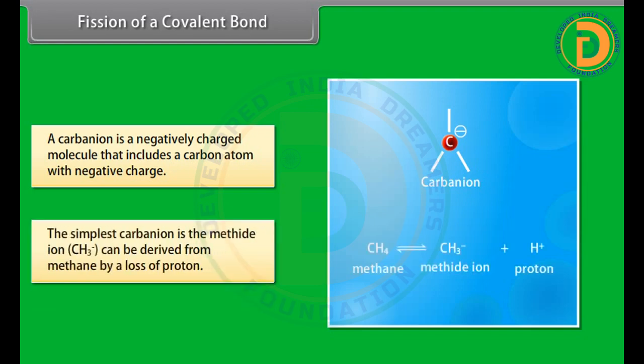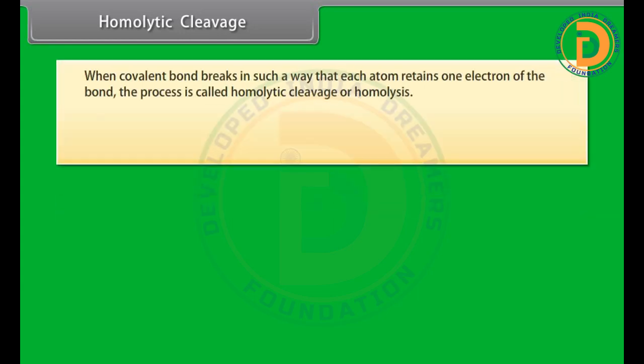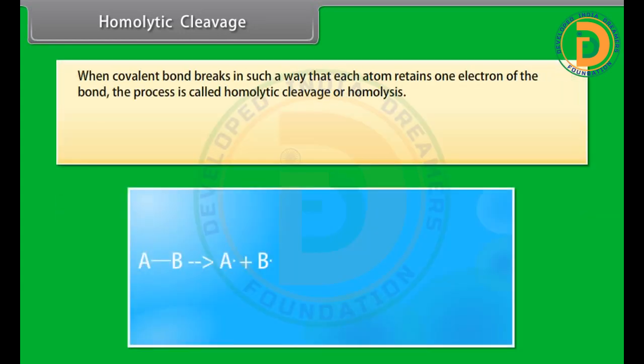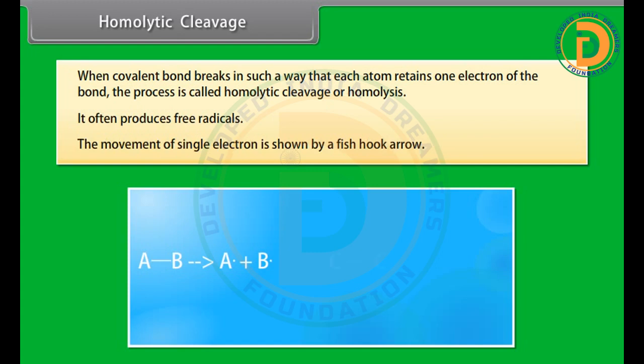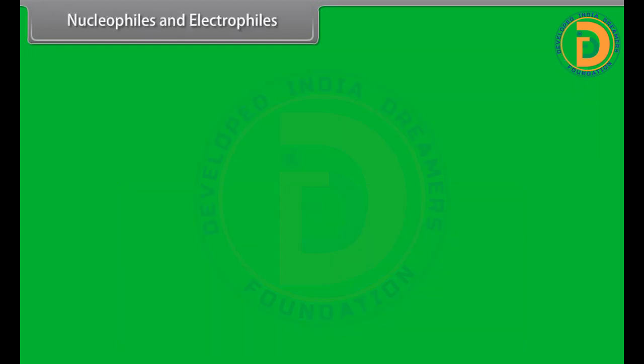The simplest carbanion is the methide ion, which can be derived from methane by a loss of proton. Homolytic cleavage. When a covalent bond breaks in such a way that each atom retains one electron of the bond, the process is called homolytic cleavage or homolysis. It often produces free radicals. The movement of single electron is shown by a fish hook arrow.